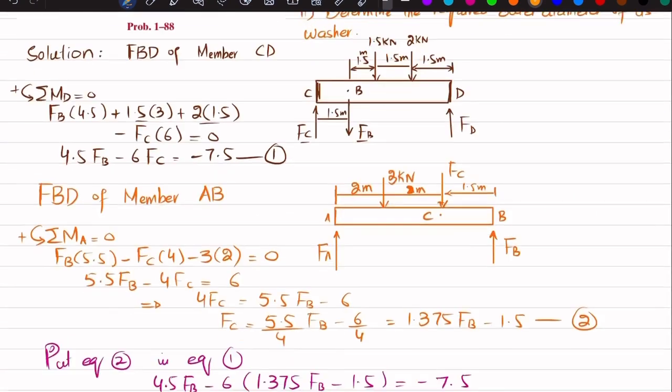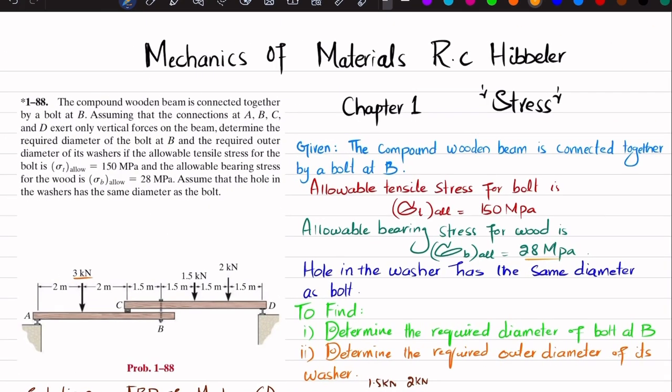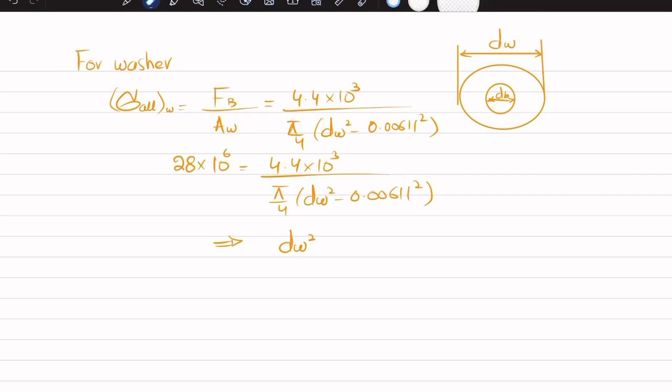The diameter of the bolt in meter is 0.00611, so 0.00611 squared. The allowable stress for the wood is 28 megapascal, so 28 times 10 to the power 6 is equal to 4.4 times 10 to the power 3 divided by pi by 4 times dW squared minus 0.00611 squared. When you calculate it, dW will be equal to 0.0154 meter, or 15.4 millimeter.